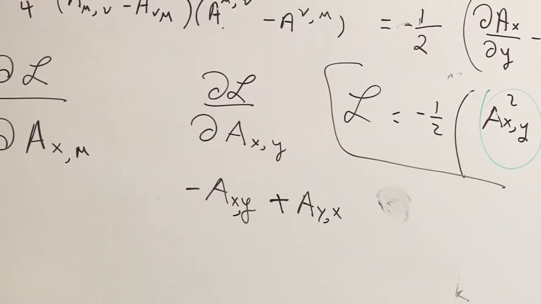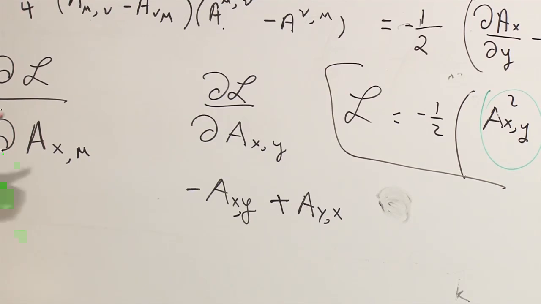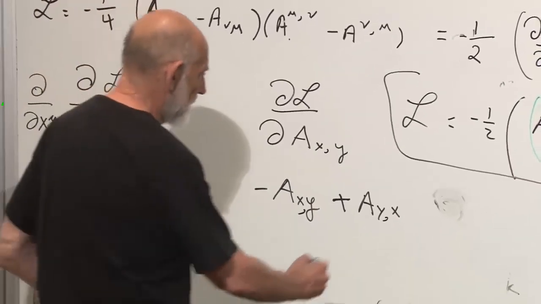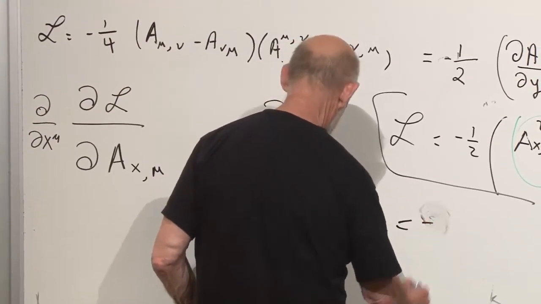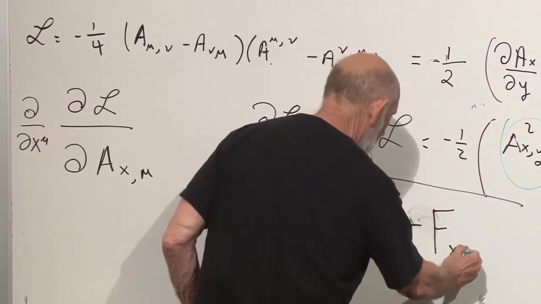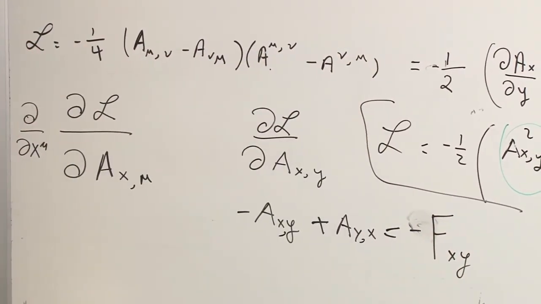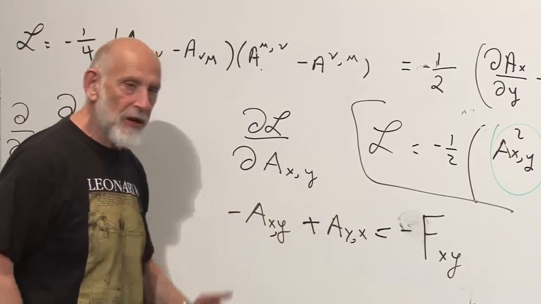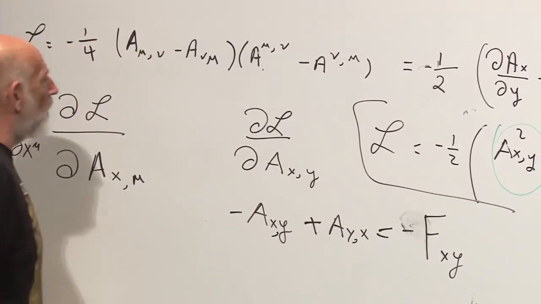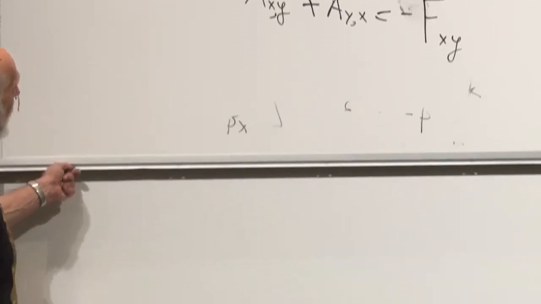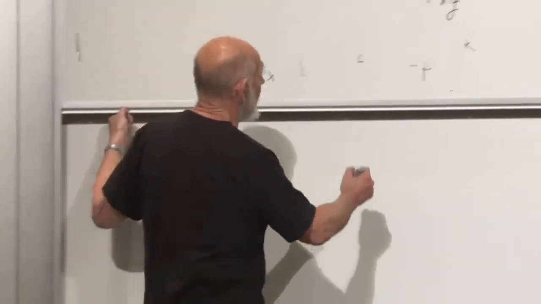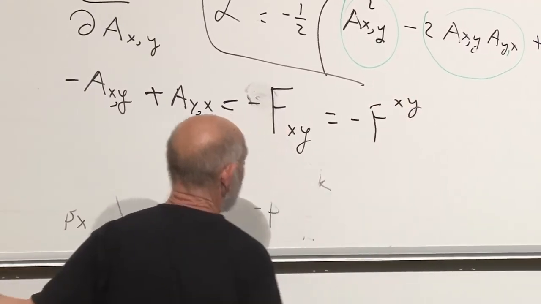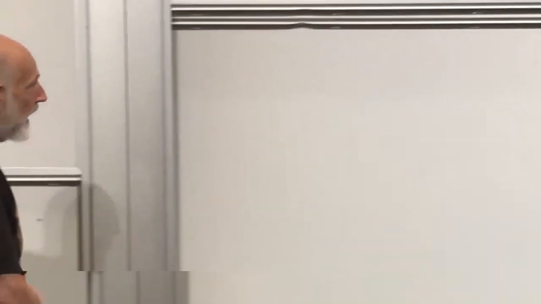It took a long time to get there, but the answer is very, very simple. The derivative of L with respect to axy is just minus fxy. Derivative of ax with respect to y minus derivative of ay with respect to x is fxy. So it was a long haul, but let me write down the general formula. Oh, incidentally, this is also equal to minus fxy. Space components can go up or down for free.